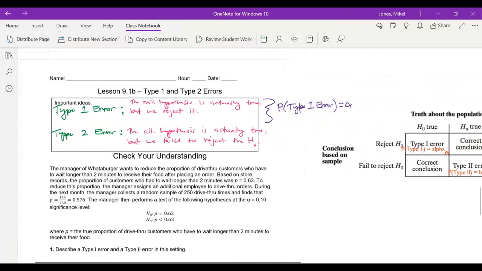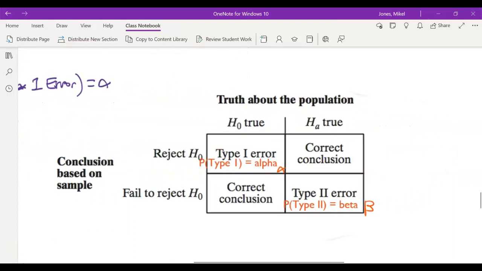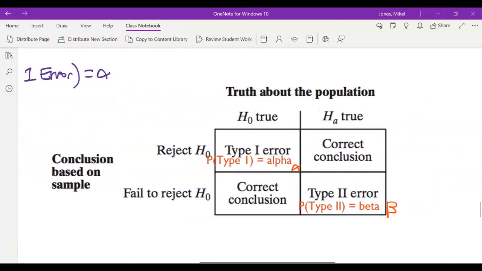Okay, so you know what? I forgot to show you this handy little chart. You'll see it in the reading when you do your textbook reading. This is a chart that we sometimes use to help us determine what type 1 and type 2 errors are. We put the truth on one side of the chart, and the other is the conclusion that we make. So if the H0 is true, but we rejected the H0, we made a type 1 error, and the probability of that type 1 error is equal to alpha.